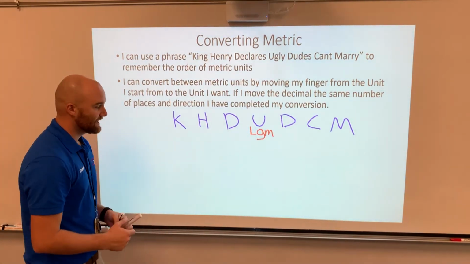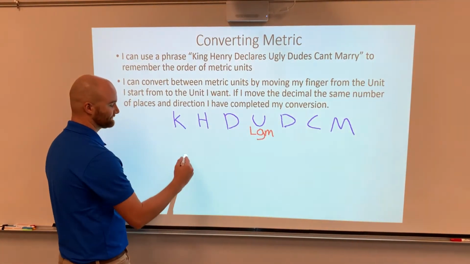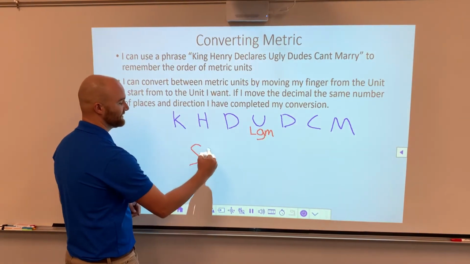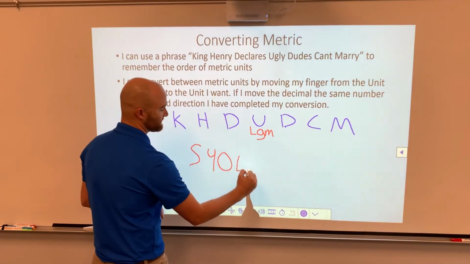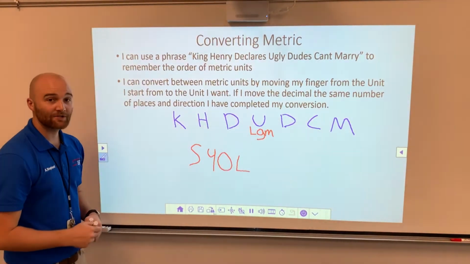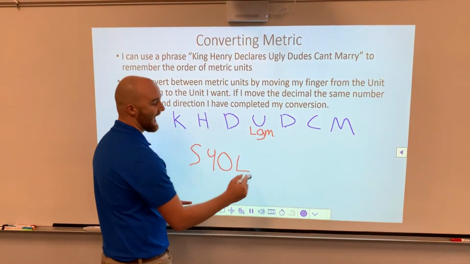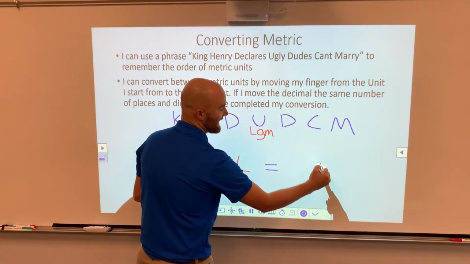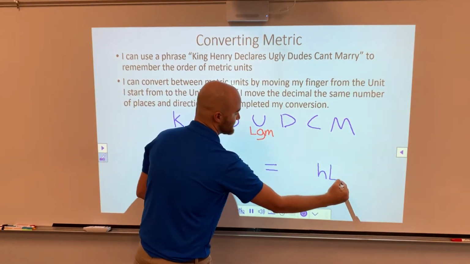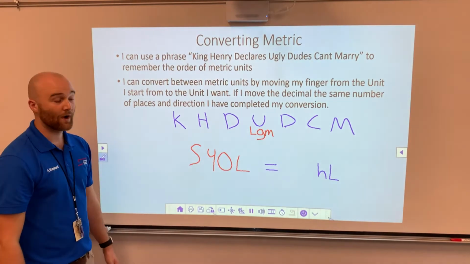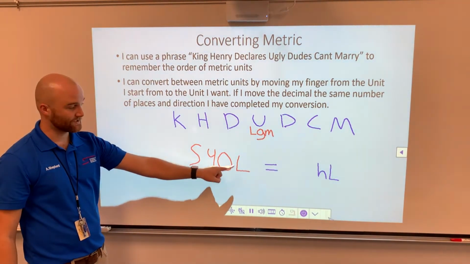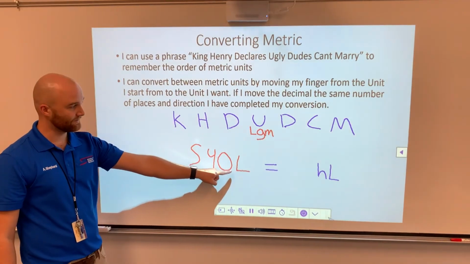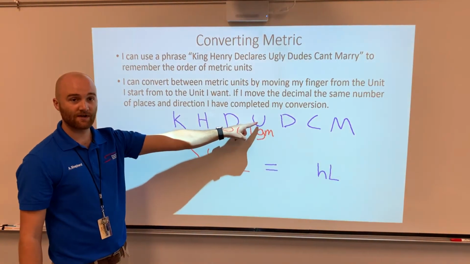Let's see an example. Let's say that I have 540 liters, and I want to change those. I want to say, how many hectoliters is that? Well, this liters, the L, is a letter that's all by itself. It's all by itself because it doesn't have a partner. It's ugly. So it starts right here.